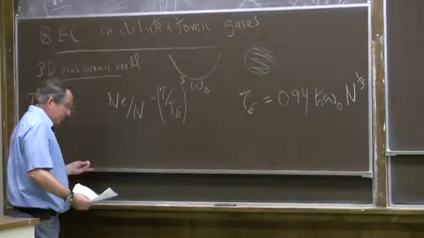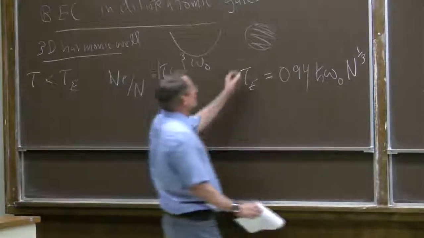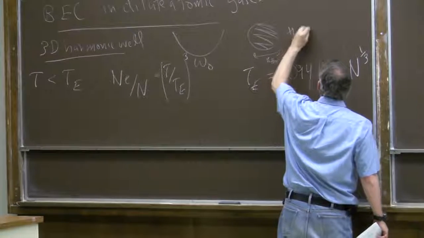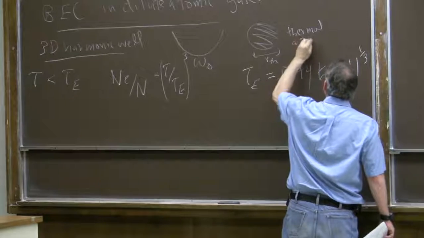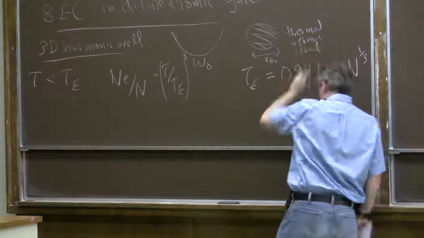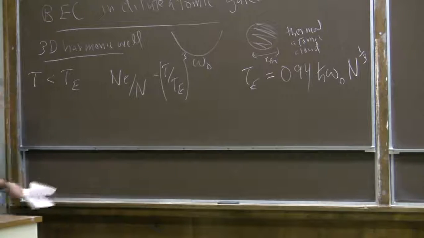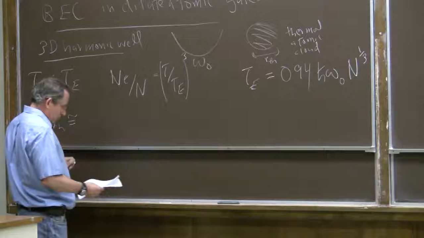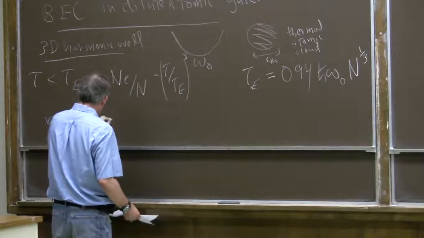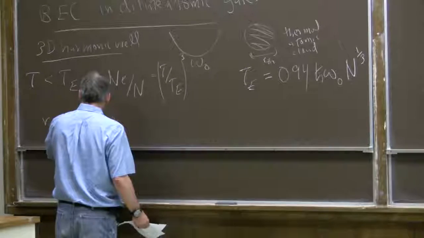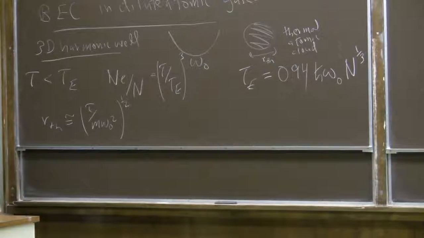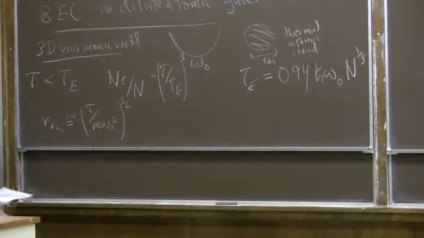We said that at a temperature tau, the size of this thermal cloud, which we estimated just by saying the typical potential energy of an atom is comparable to the temperature, would be about temperature divided by m omega naught squared, to the 1/2. The potential energy going like m omega naught squared r squared, setting that comparable to tau, that's what we get.